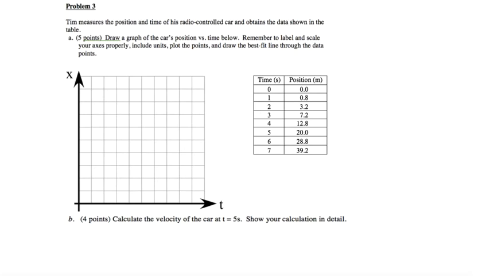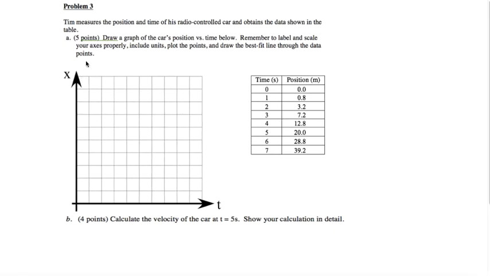Okay, problem 3. Let's read it together. Tim measures the position and time of his radio-controlled car and obtains the data table shown here. So, part A, draw a graph of the car's position versus time. Remember to do these things. Label and scale your axes, include units, plot points, draw the line of best fit through the data.